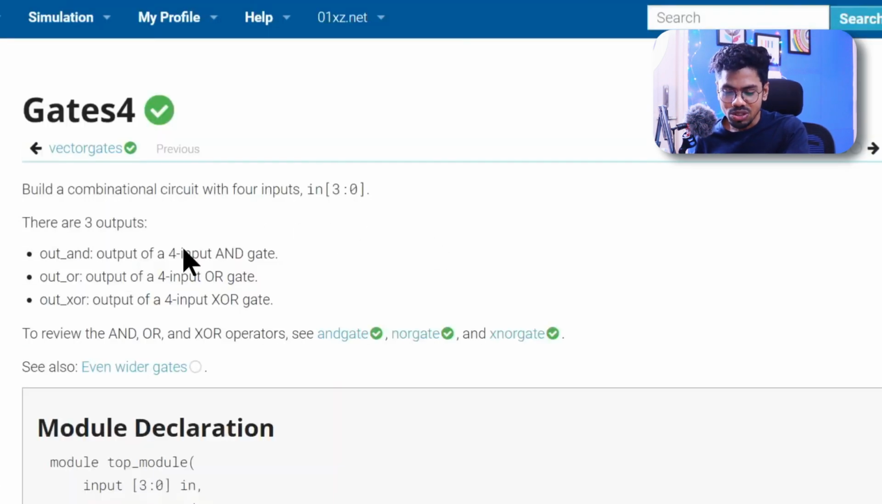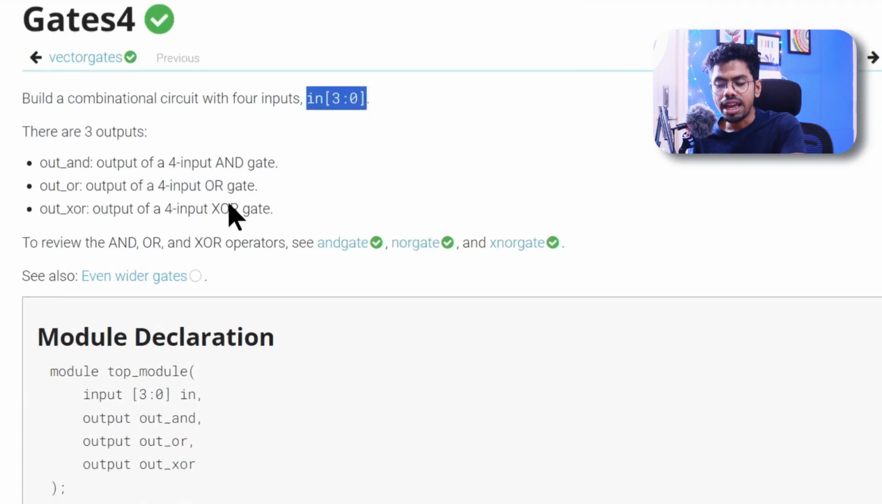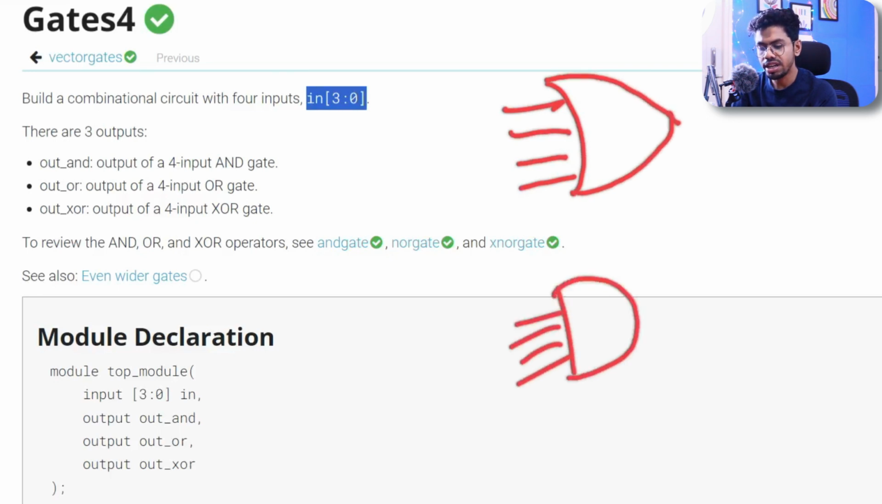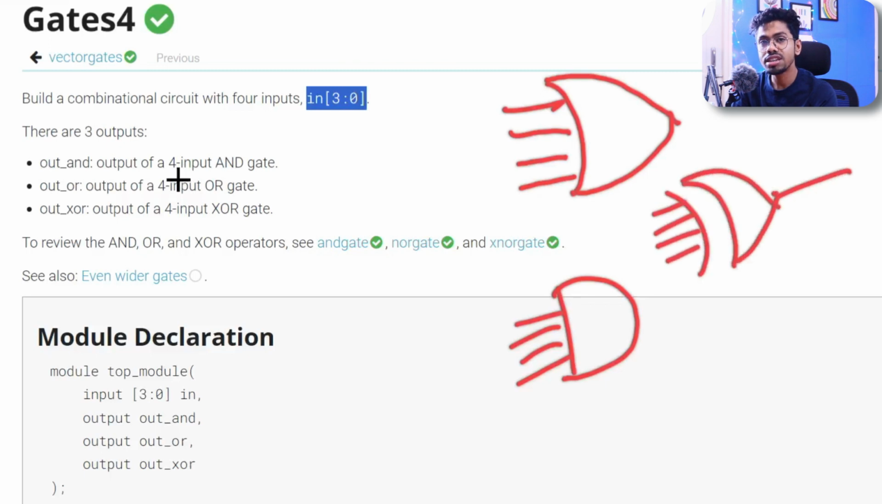So let's go to our third problem for today, day 5. Here they are saying, hey, you have a 4-bit input, right? And you need to feed those 4-bit inputs to a 4-bit OR gate, a 4-bit AND gate, and a 4-bit XOR gate. I hope it's very easy for you. If not, I'll help you, don't worry. If it's easy, you can skip the video now and try solving it.